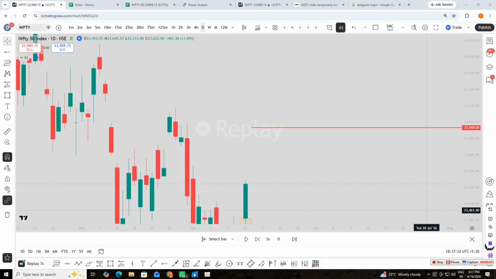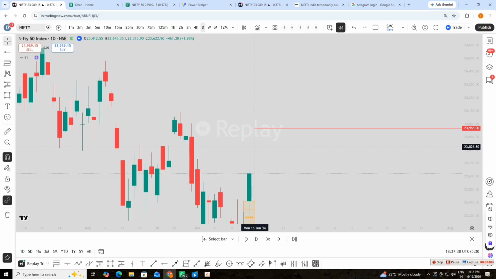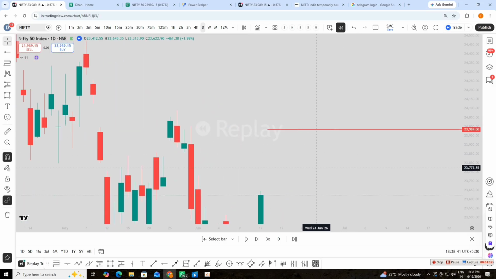Hello everybody. Let's see the price action on Monday this week, that is 15th June. See, morning at 9:07 a.m., the price was showing the opening at 23984.